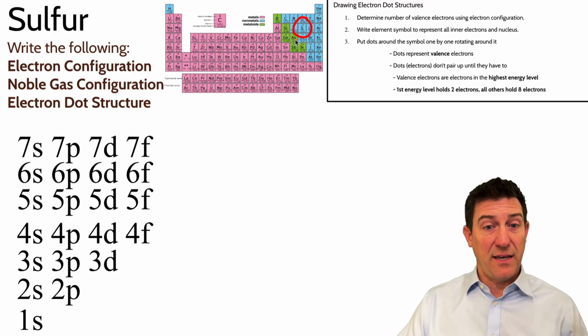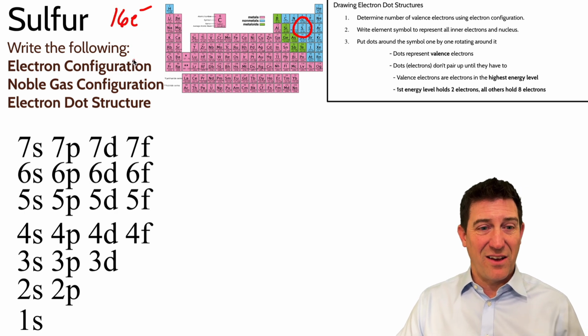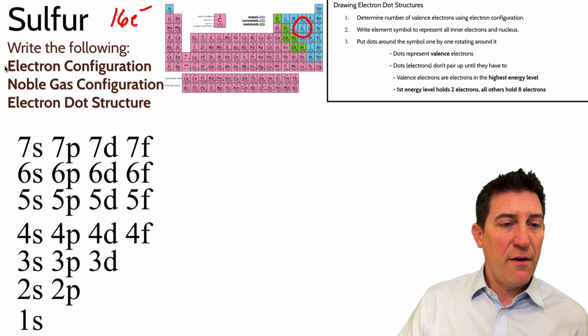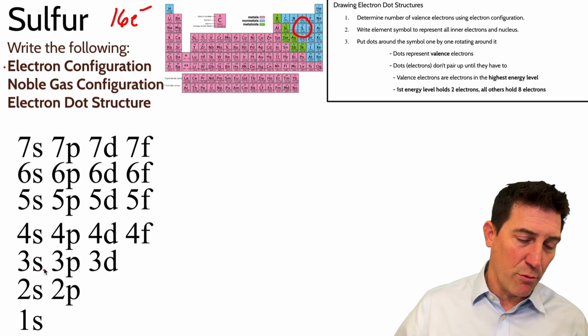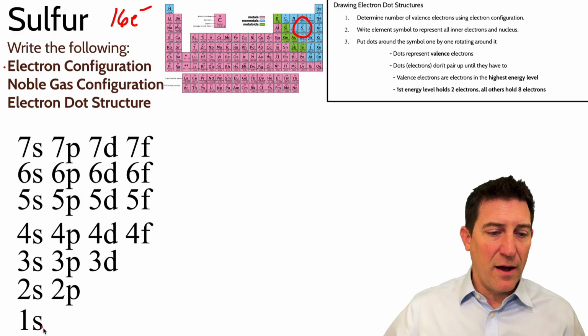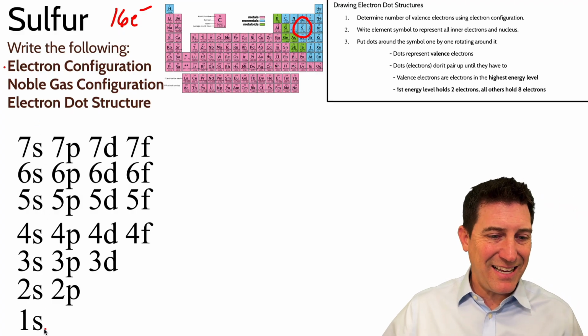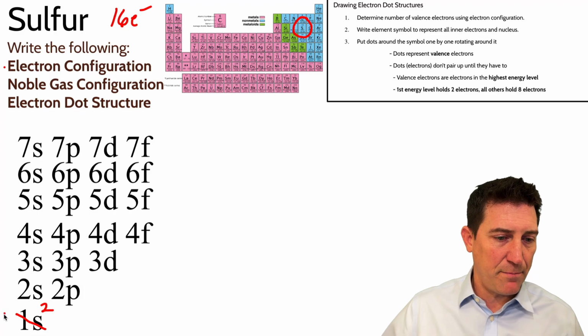It is number 16. So it has 16 electrons as long as it's not an ion, as long as it's electrically neutral. First thing we need to start with is the electron configuration. We do that here with what I call my electron ladder. And I'm going to start to put 16 electrons on here until I've filled it up. I've used up 2 electrons there. I've used up 2 more electrons here.